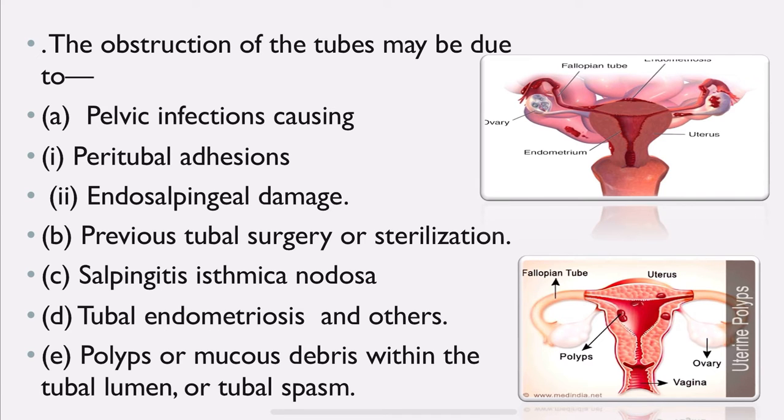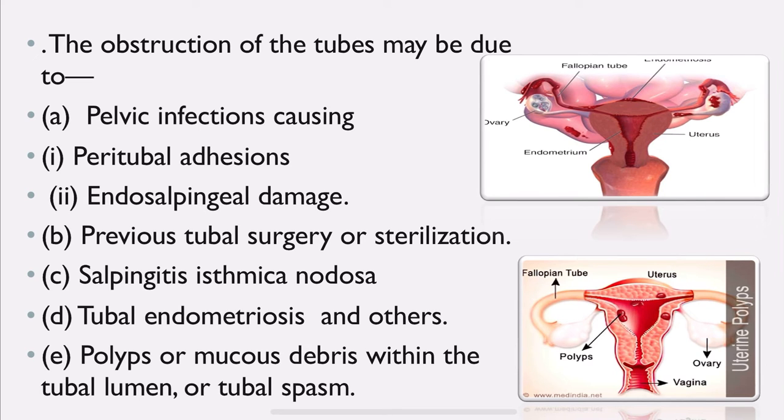Tubal endometriosis, we already know, is when the normal endometrium starts growing in the fallopian tube. The polyps, you can see in the picture here, and the polyp is an extra growth. Mucus debris is found within the lumen of the tubes, and also the tubal spasms. These are the causes for the obstruction. These are the obstructions of the tubes which result in infertility.